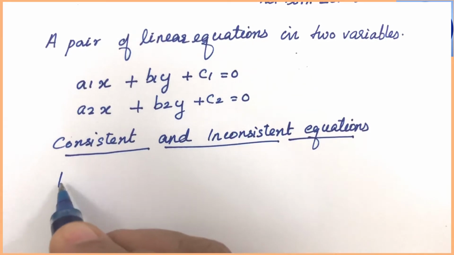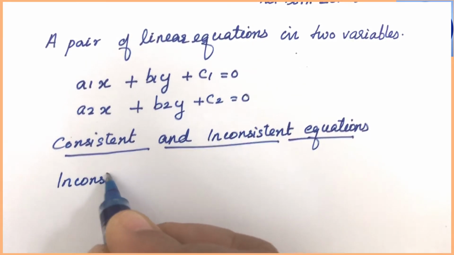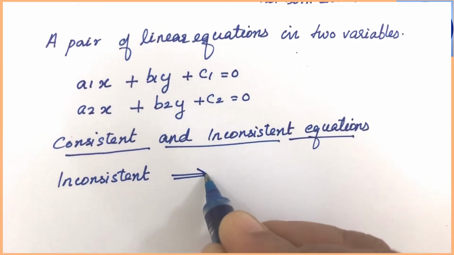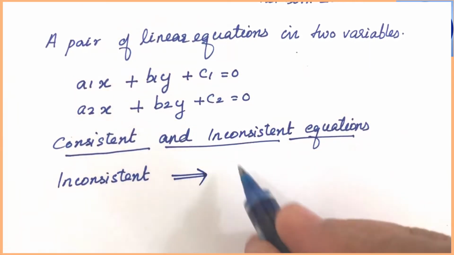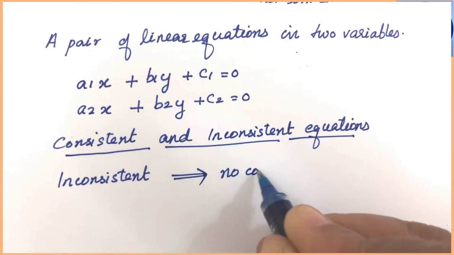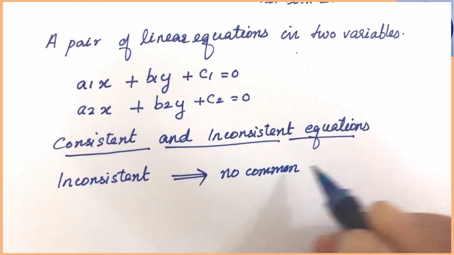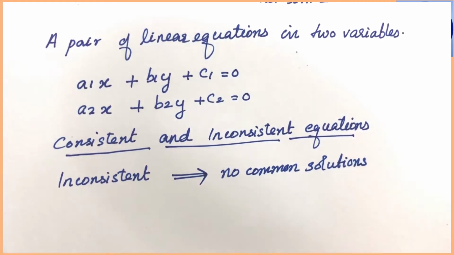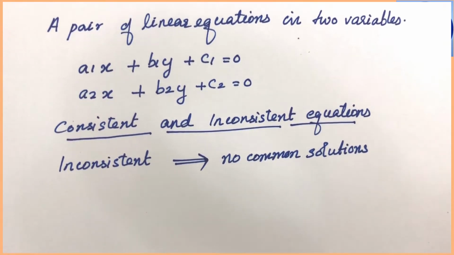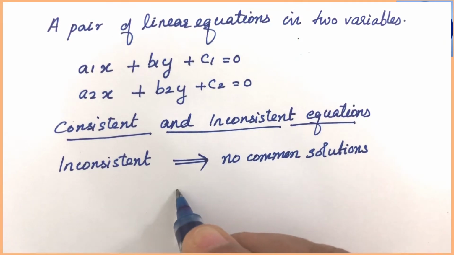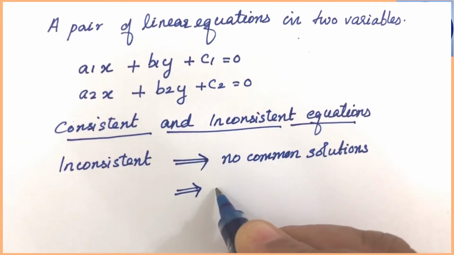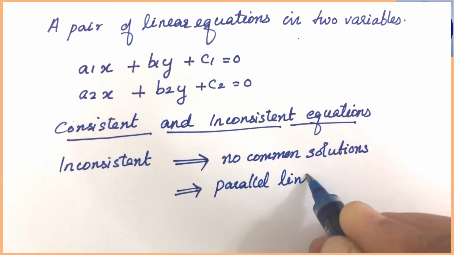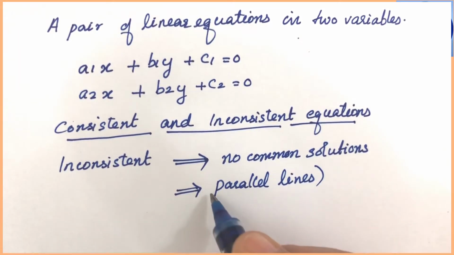Consistent and inconsistent equations. What is the meaning of consistent and inconsistent equations? First we look at inconsistent. If a pair of linear equations have no common solution, then we say the given equations are inconsistent. Example, parallel lines. Because we know parallel lines don't have a common solution, parallel lines are inconsistent.